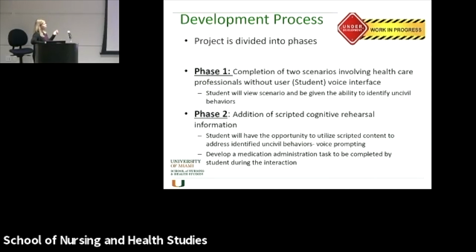So the student will view the scenario and be given the ability to identify uncivil behaviors. This is phase 1. Phase 2, now, in an ideal perfect world, the student's going to have the opportunity to interact with the environment and to actually be able to utilize that scripted content that I mentioned before, the cognitive rehearsal strategy. And the student will be, let's say, in a place in the simulation hospital, because this is augmented, and the student will actually be completing a simulation.